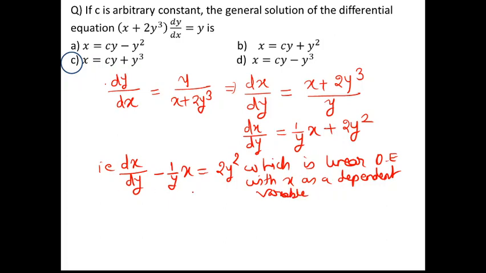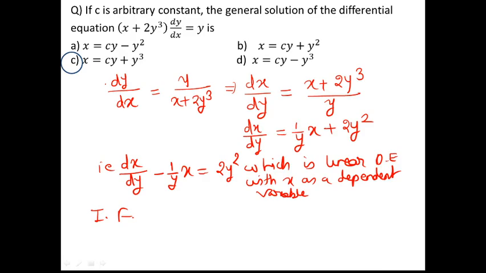Okay, so let's find out the integrating factor. The integrating factor will be equal to e raised to the power integral of minus 1 by y dy. The integration of minus 1 by y is minus log y. So that gives me e raised to the power minus log y, which is further written as e raised to the power log y to the power minus 1. So 1 by y is the integrating factor.